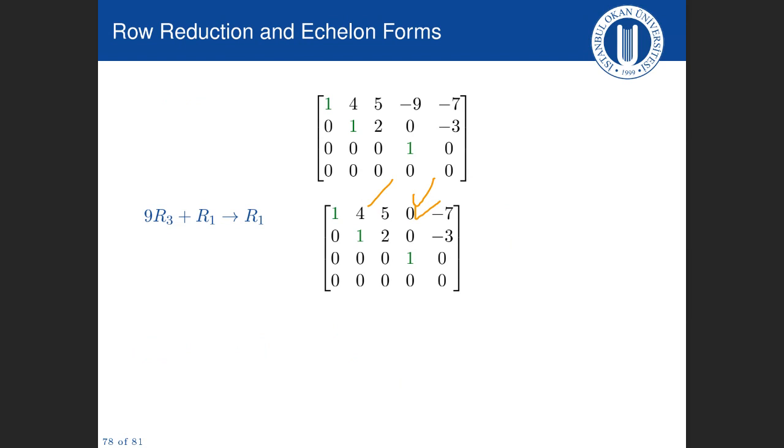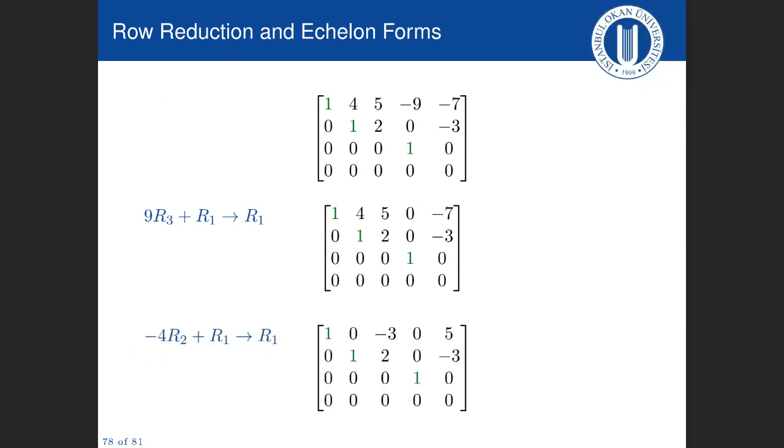And then finally, I want a 0 just here. So I'm going to do minus 4 R2 plus R1 goes to R1. So let's think about this. 1, 4, 5, 0, minus 7. Multiply R2 by minus 4, and it becomes 0, minus 4, minus 8, 0, and then plus 12. One plus 0 is 1. 4 plus minus 4 is 0. 5 plus minus 8 is minus 3. 0 plus 0 is 0. Minus 7 plus 12 gives 5.